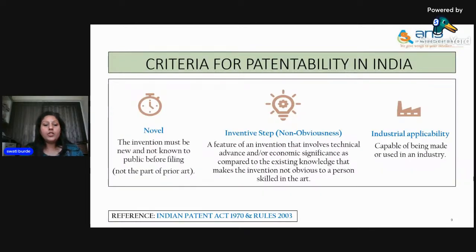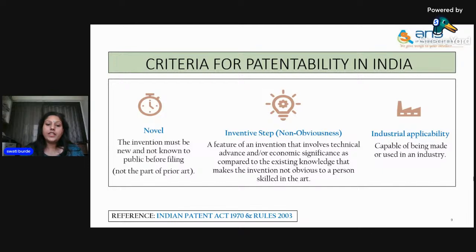So I will talk very briefly about the criteria for patentability. Novelty: it must be new and not known publicly. It should not be patented anywhere in the world, and it should not be published anywhere. It should not be publicly known or traditionally known.